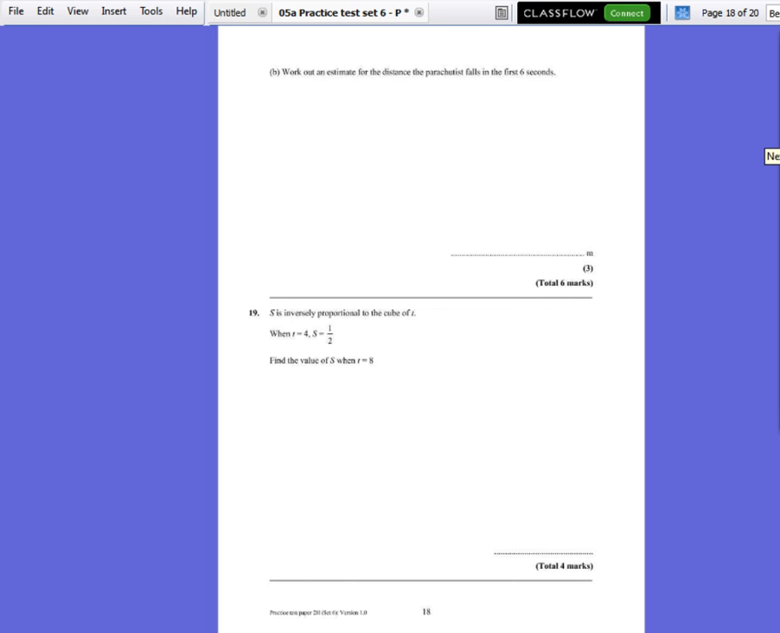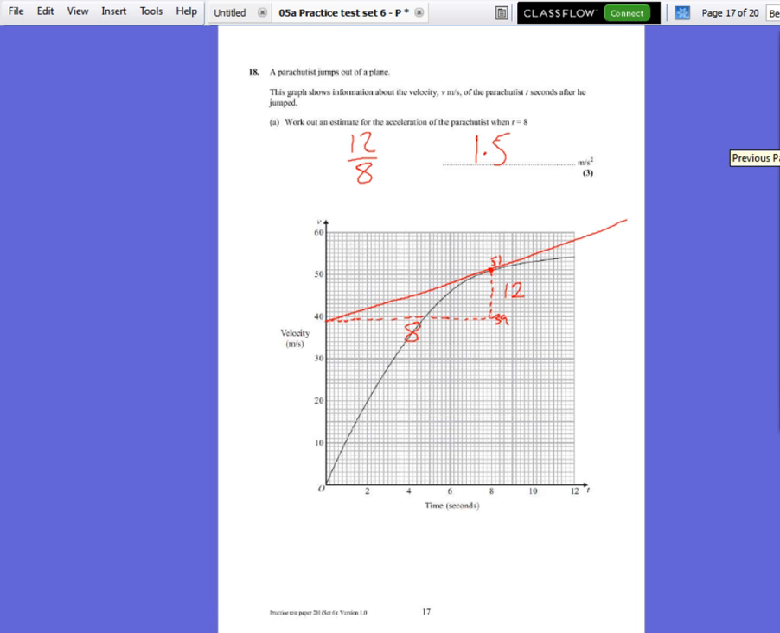Part B, work out an estimate for the distance the parachutist falls in the first 6 seconds. So to do that, we need to work out the area under the graph over the first 6 seconds, all the way up to here. Now we need to split this shape up into shapes that we can work out the area of.